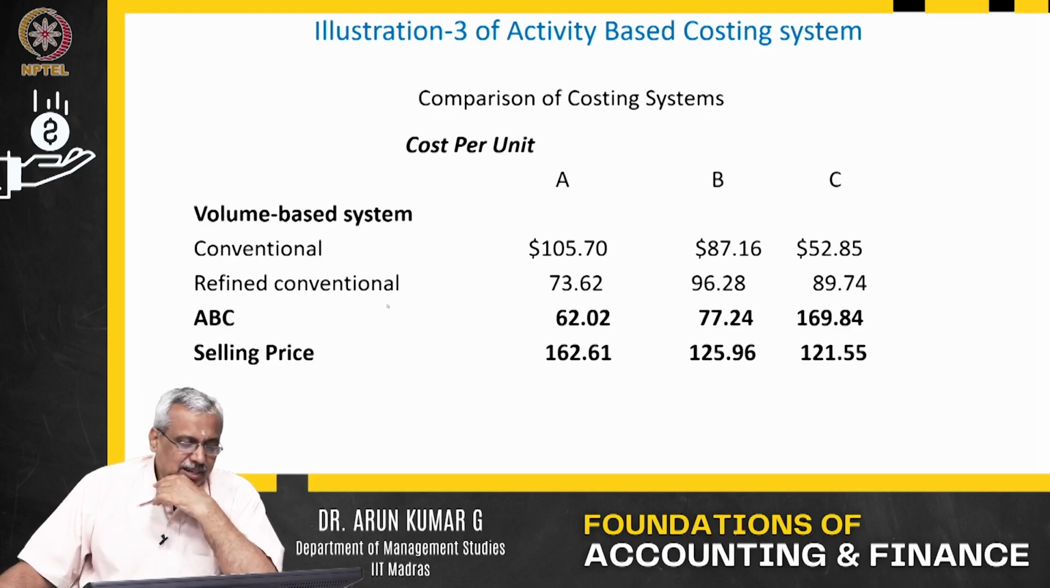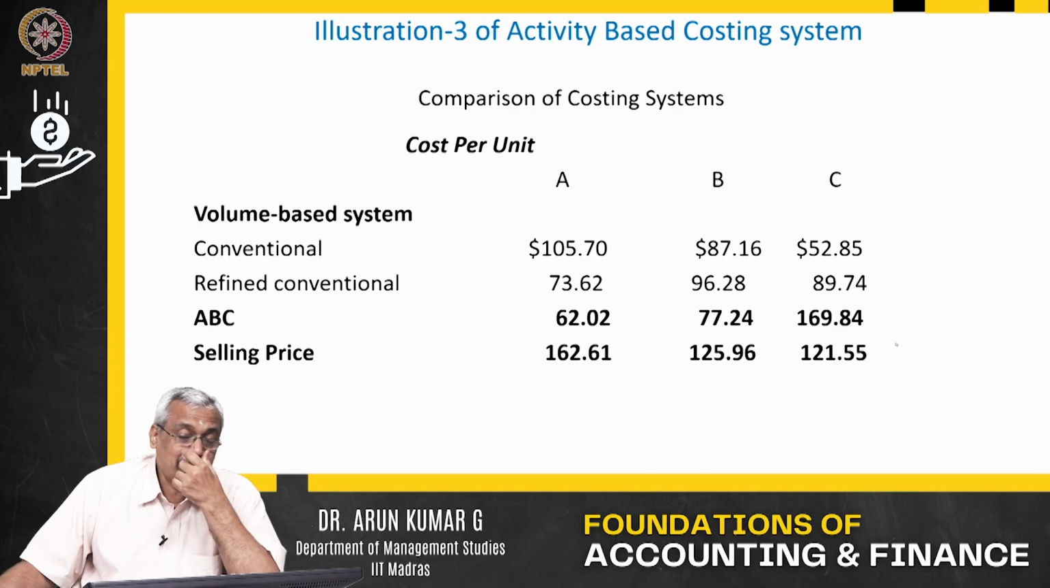Now you had a refined method. You said no, cost of A is 73, cost of B is 96, cost of C is 89. Whereas when you do it as per ABC, you see that the cost of A is only $62. You are basically making $100 profit on that most profitable product. Product B, the cost is only 77, and you are selling at 125, close to double.